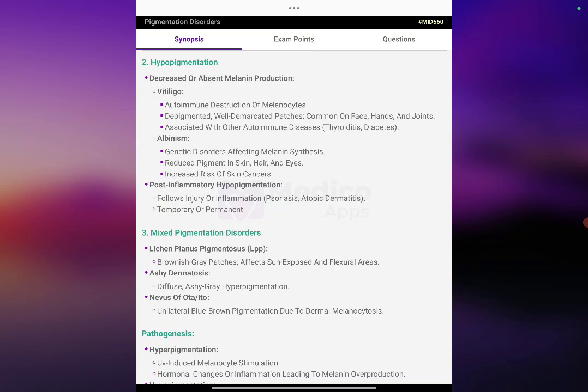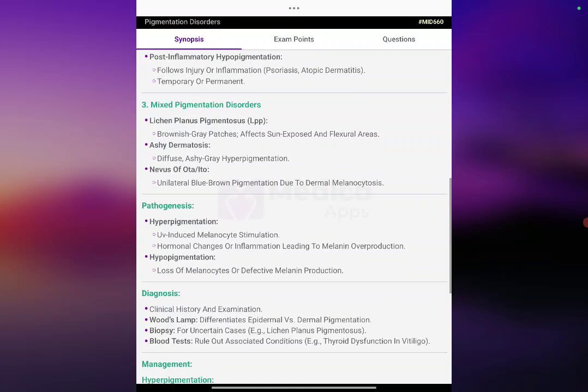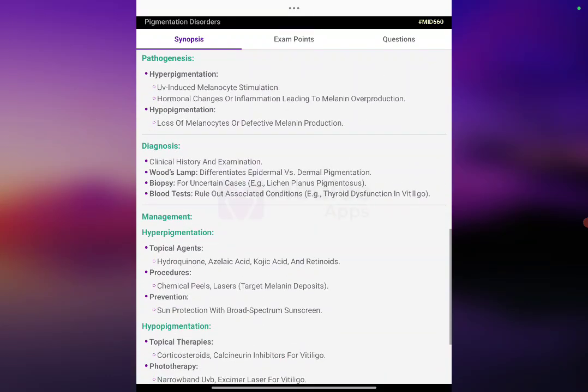Mixed pigmentation disorders: lichen planus pigmentosus, brownish-gray patches affecting the sun-exposed and flexural areas. Ashy dermatosis: diffuse ashy-gray hyperpigmentation. Nevus of Ito: unilateral blue-brown pigmentation due to dermal melanocytosis.